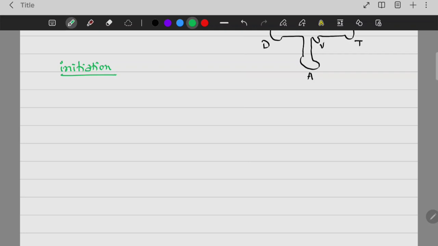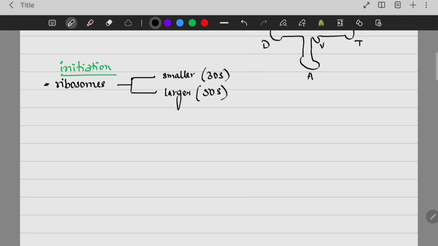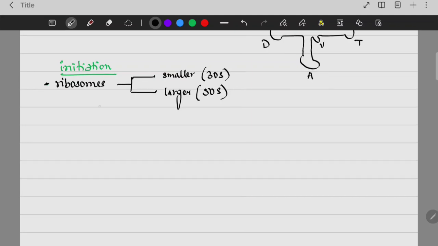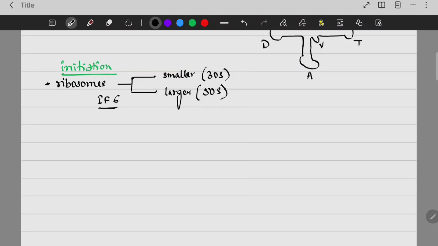Now the initiation process will take place. First of all, there are two parts of the ribosome. As I already said, one is the smaller, that is 30S, and another one is the larger, that is the 50S. Now this dissociation is done with the help of initiation factor 6. Now the tRNA is handled a little differently with the help of initiation factor 2. tRNA with initiation factor 2 forms the ternary complex.